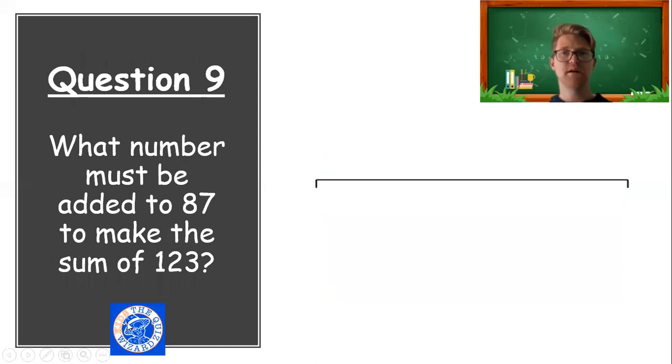Question 9, a maths question. What number must be added to 87 to make the sum of 123? In other words, sum means total, so it can total all together. So what number must be added to 87 to make the sum of 123?